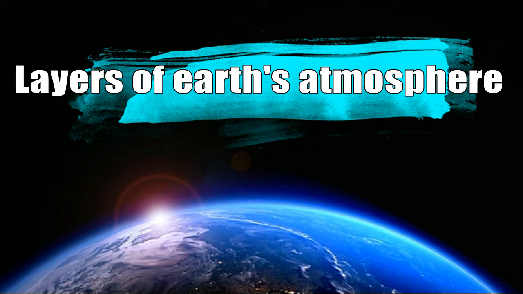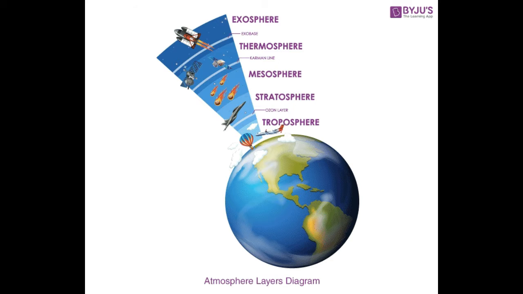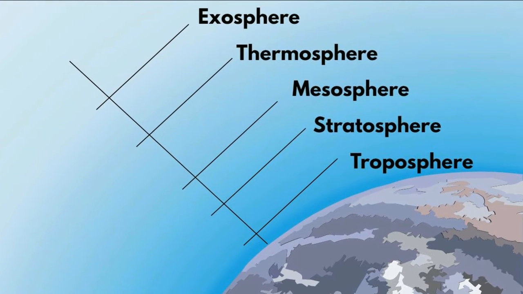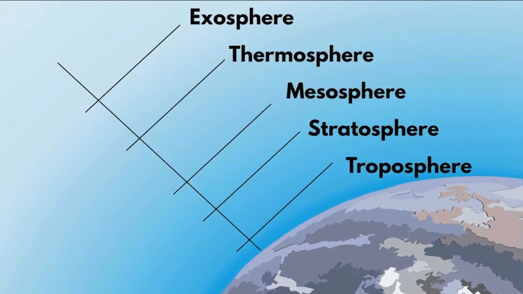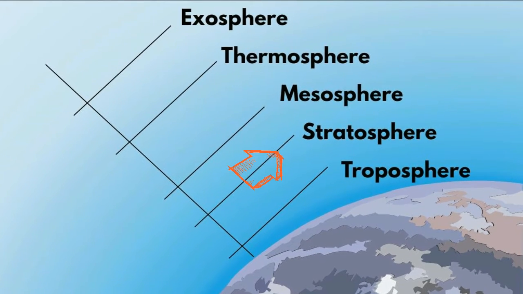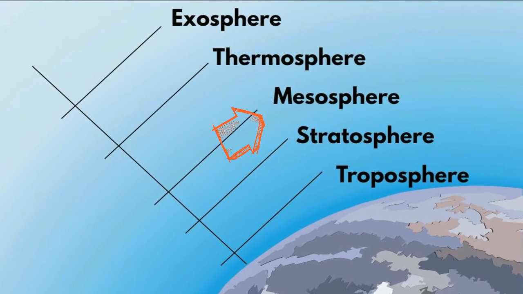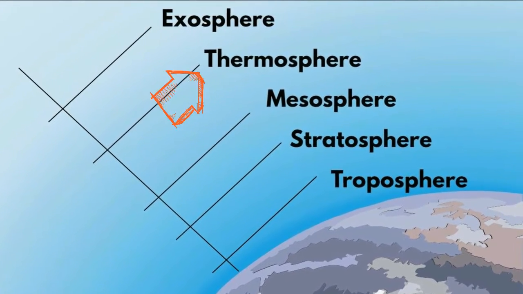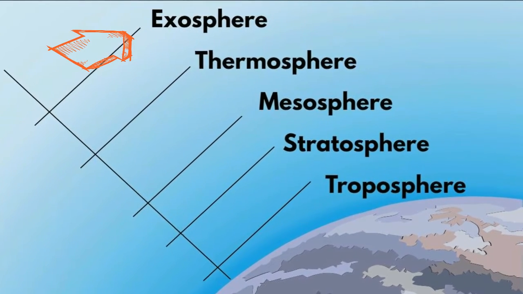Earth's atmosphere has five major and several secondary layers. From lowest to highest, the major layers are troposphere, stratosphere, mesosphere, thermosphere, and exosphere.